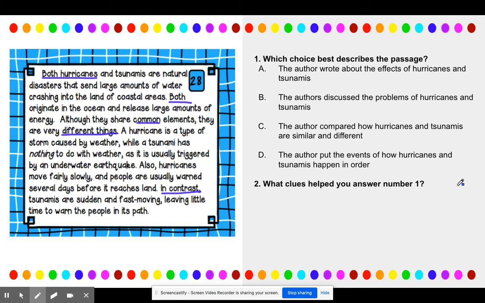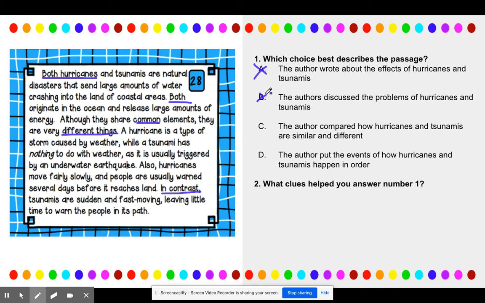Okay, so here's A. The author wrote about the effects of hurricanes and tsunamis. He never told me what happens after a hurricane or after a tsunami. So I'm going to go ahead and do a hard no on that one. B: The author discusses the problems of hurricanes and tsunamis. I have background knowledge that tells me that there are problems with hurricanes and tsunamis, but the author does not talk about them here.